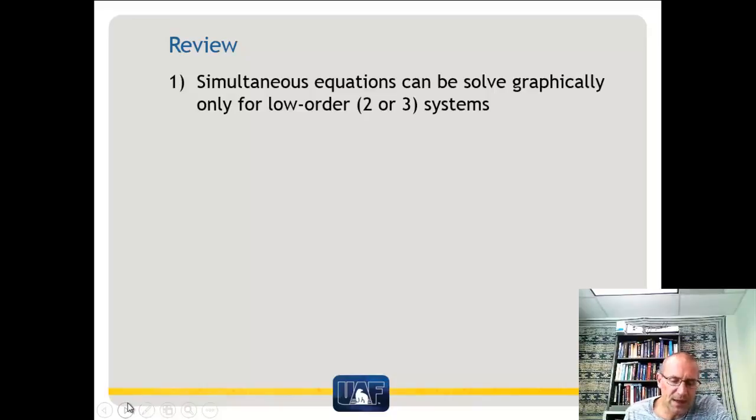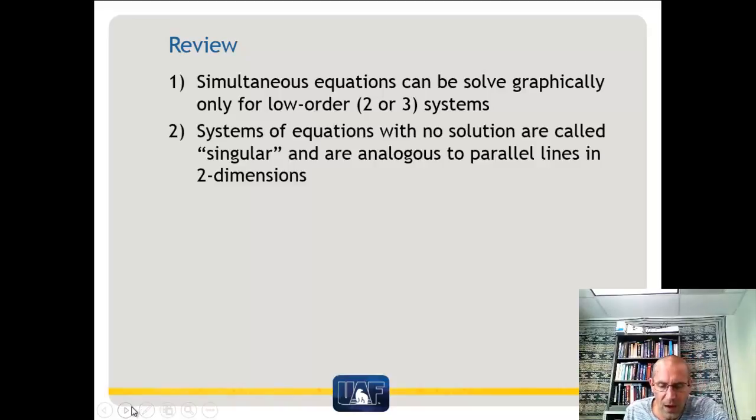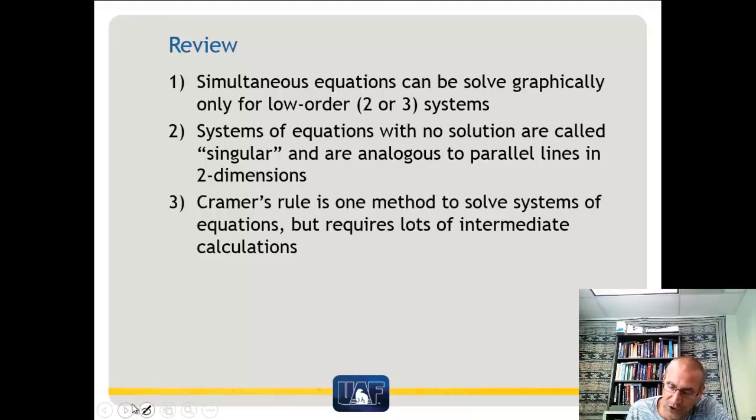Alright, so let's review what we talked about in this video. What we saw is that simultaneous equations can be solved graphically, but only for low-order systems, 2 or 3-order systems. And then it's really hard to do graphically because we really can't see in 4 and 5 dimensions very well. We saw that systems of equations with no solution are called singular matrices, and they're analogous to parallel lines in 2 dimensions or parallel planes in 3 dimensions.